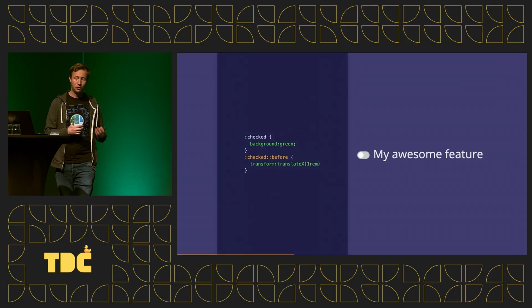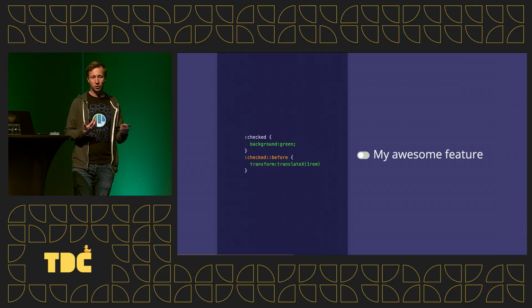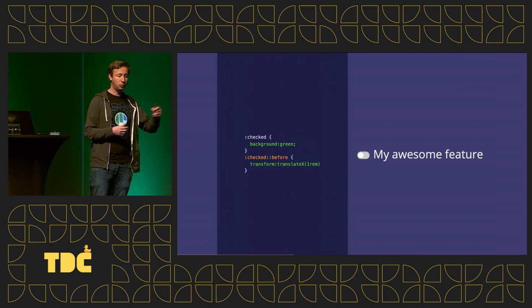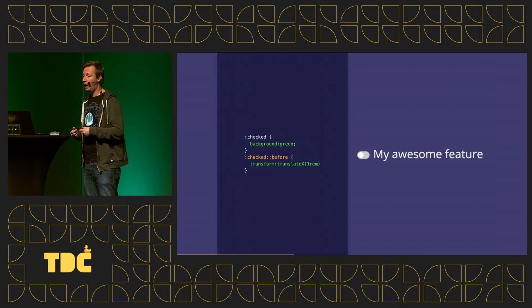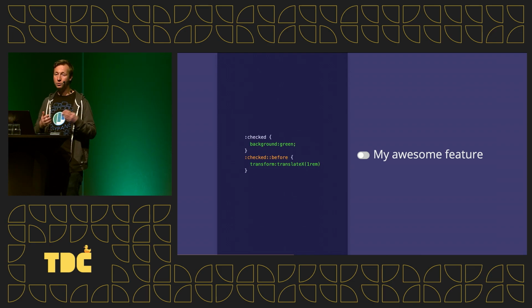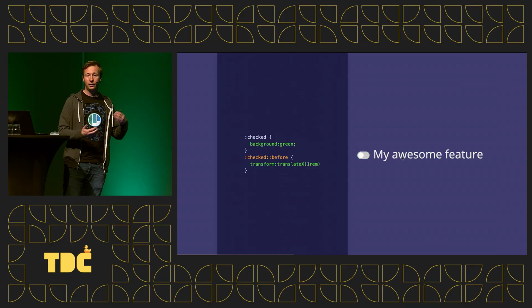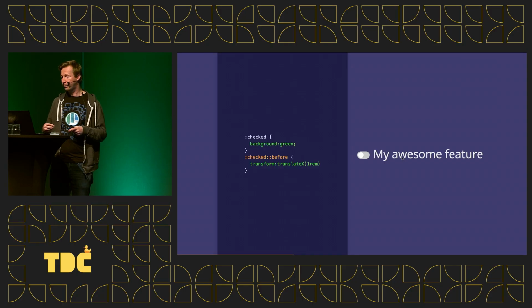Using the checked pseudo class, we can make that change visible. So checked will match whenever the checkbox would normally show the little check mark. And we can chain that with the before to move the toggle from one side to the other. So now as I click, the checked pseudo class starts to match and the styles apply.